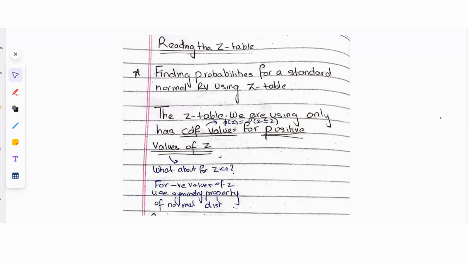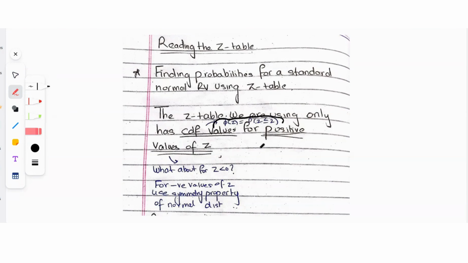We will first look at how we can find probabilities for a standard normal random variable using the Z table. We'll first look at the standard normal random variable, then we look at the general case for any normal random variable. Now, the Z table that we're going to use is the one that has CDF values for positive values. So when we say CDF values, this means it gives us the probabilities Z is less than or equal to z, right?